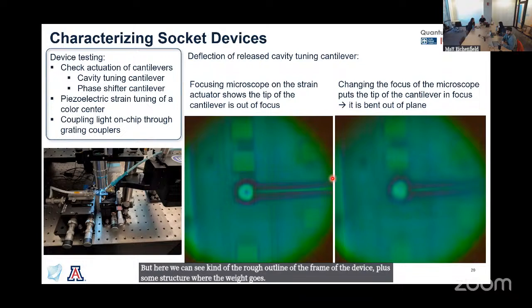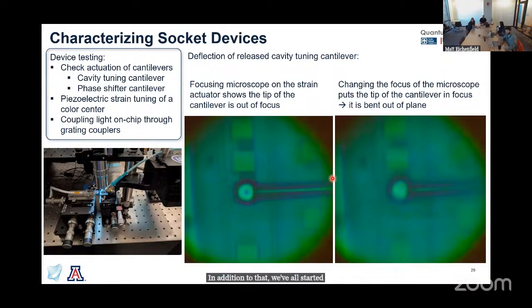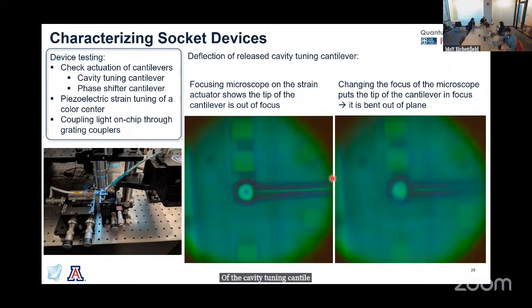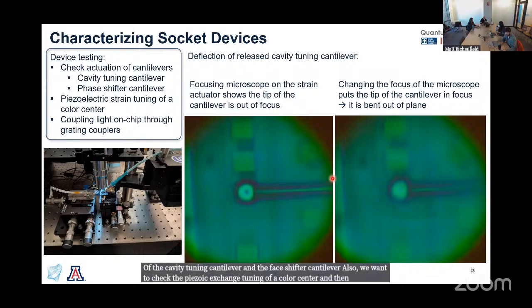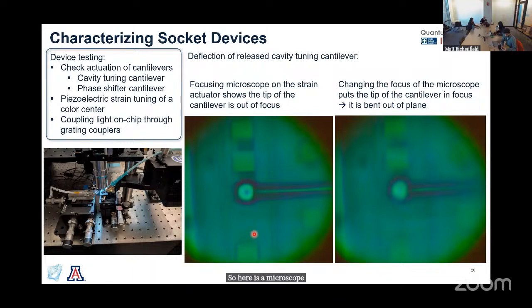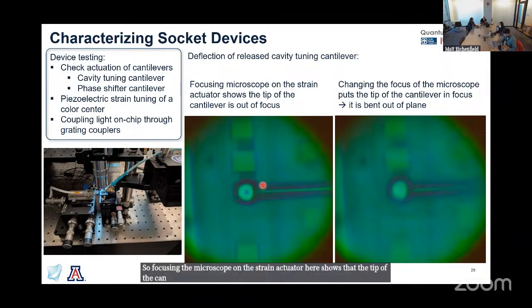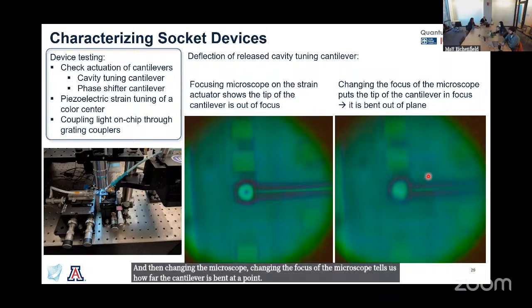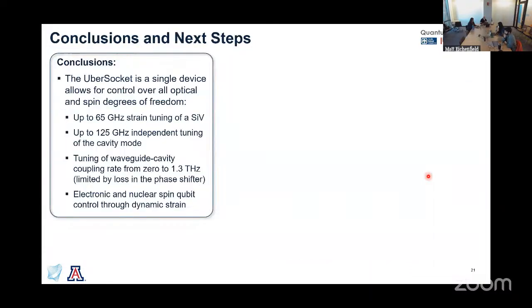In addition to that, we've also started testing the actual devices, checking the actuation of cantilevers, of the cavity tuning cantilever and the phase shifter cantilever. Also, we want to check the piezoelectric strain tuning of a color center, and then also we want to couple light on chip through grating couplers. So here is a microscope image showing the deflection of the cantilever out of plane. Focusing the microscope on the strain actuator here shows that the tip of the cantilever, which is here, is out of focus. Changing the focus of the microscope then tells us how far the cantilever is bent out of plane. Yeah, so that's the work that I've been working on now.